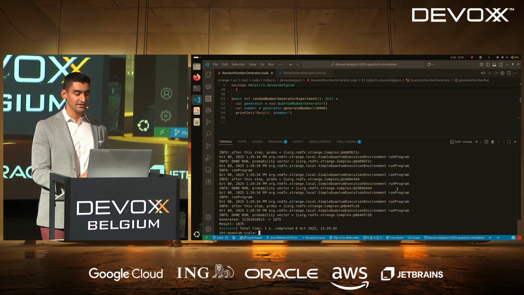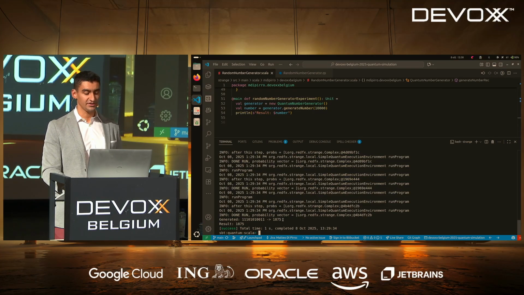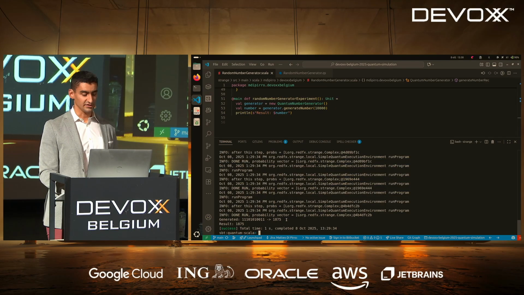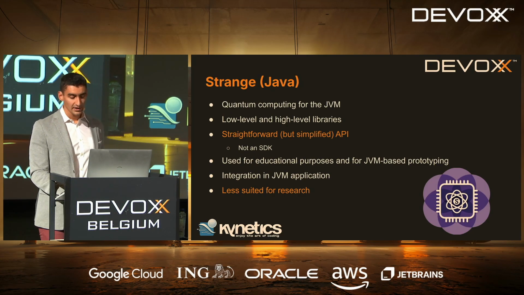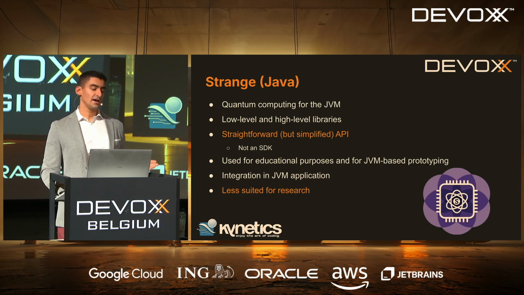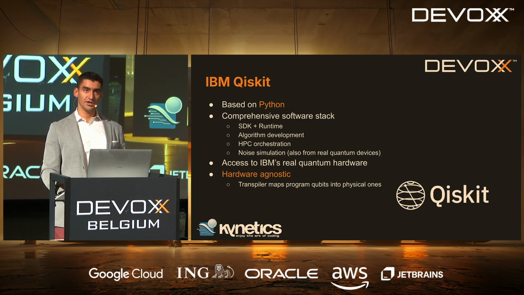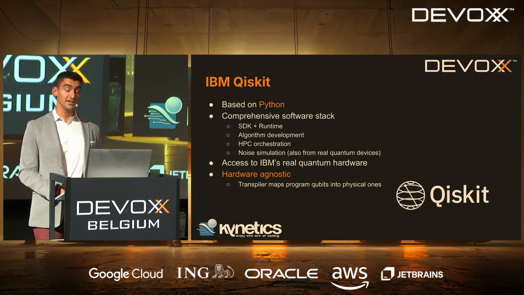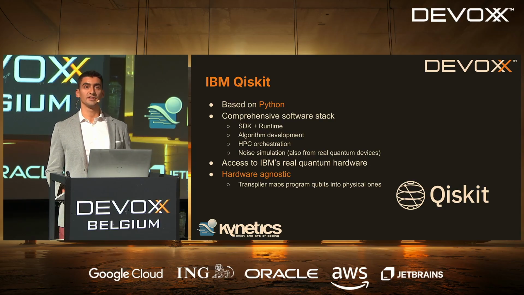So I was saying this is generation of a single random number. If we run it multiple times, well, sometimes we'll get numbers that are greater than 10,000, and so our algorithm will repeat the whole process again. Now, this was strange. A completely different approach is the one taken from Qiskit and Cirq that we'll see later on.